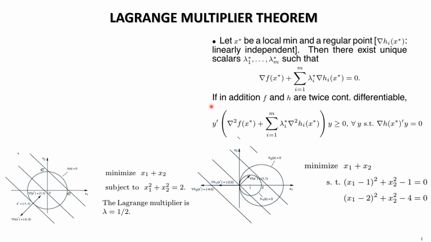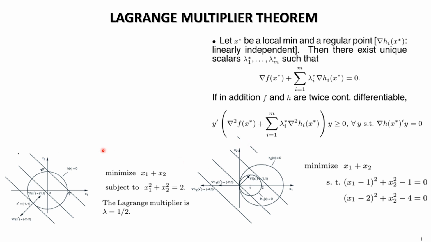Second order necessary condition: if f and h are twice continuously differentiable, then we also require this inequality. The expression inside the parentheses is the Hessian of the Lagrangian. The condition says that the second derivative of the Lagrangian is positive semi-definite on the subspace tangent to the constraints.